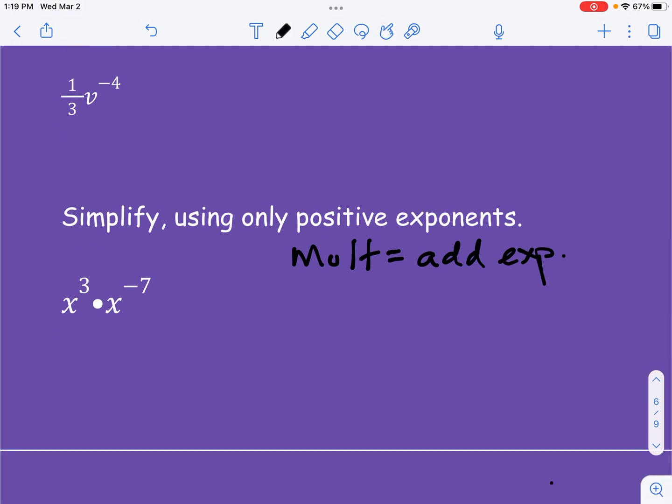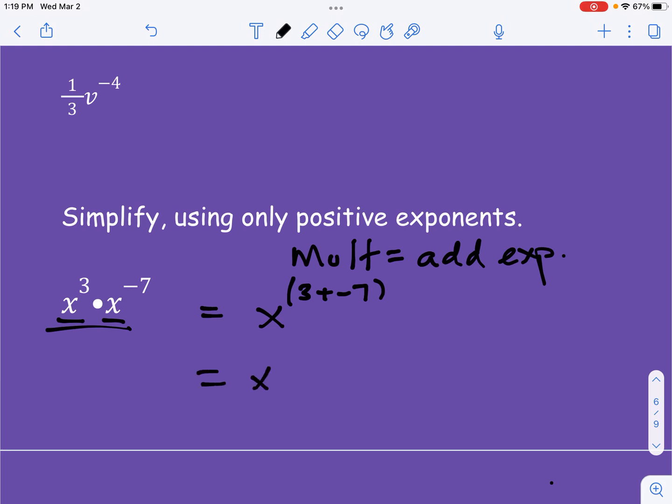So when I have this problem right here, I'm going to do the same thing. So this is going to be x because they have the same base. And then my exponent is going to be 3 plus negative 7. And then it's just a matter of how good are you with integers. And if you're good with integers, you're going to rip through this, no problem. It will not give you a lot of grief, right? So hopefully you guys are all pretty solid on that.